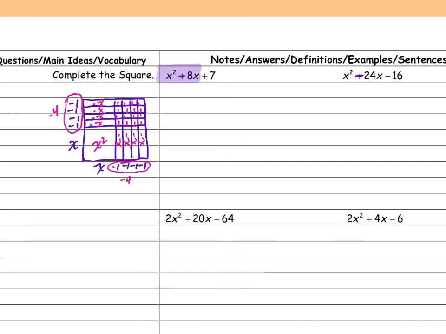I'll write it down here. This would be x minus 4 squared. So really the only difference between it being plus 8 and negative 8 is a minus sign, right? So if this number here is positive, this sign will be positive. If this number's negative, this sign will be negative. That's the only thing I wanted to change, that's the only difference with this.